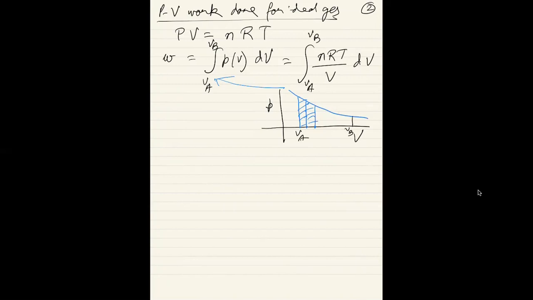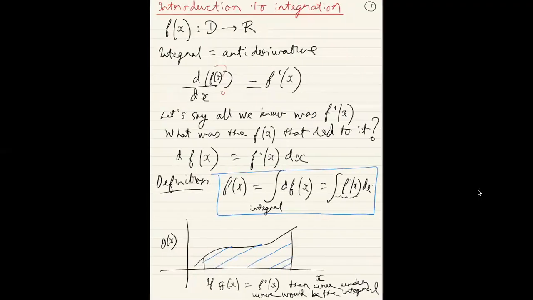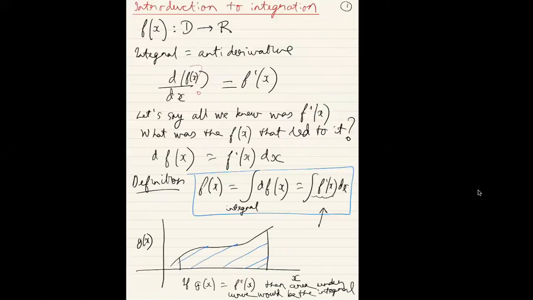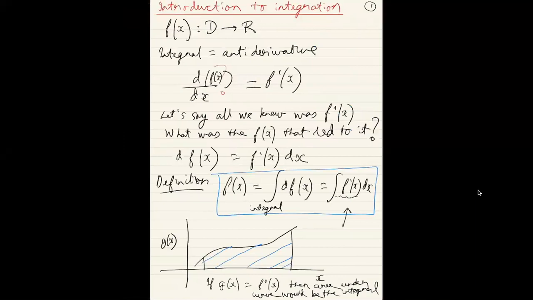nRT are constant in this process, so I can pull it out. It will be nRT 1 by V dV, VA to VB. So if you go back and look at this equation over here, f prime of x now corresponds to 1 by V in this case. So f prime of x has been replaced by 1 over V, and we want to figure out what is that function which we differentiate would give us f prime of x.